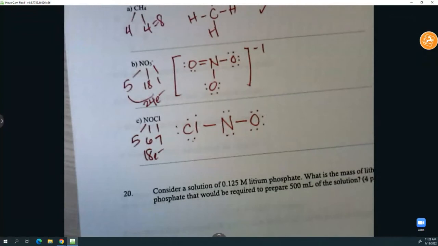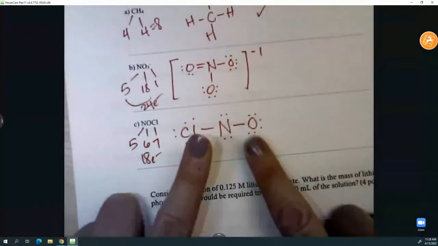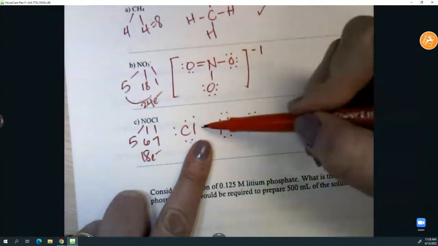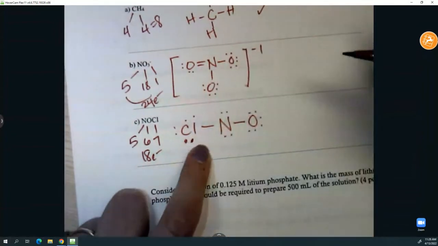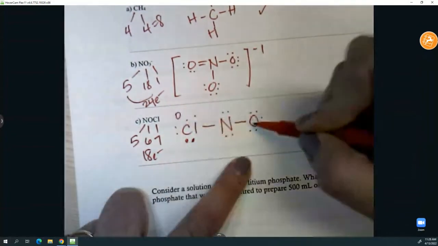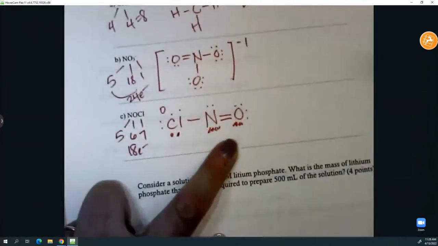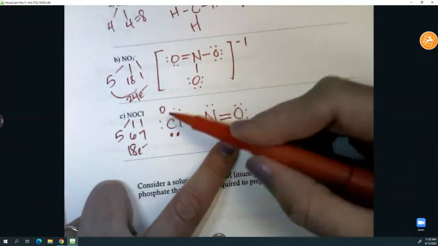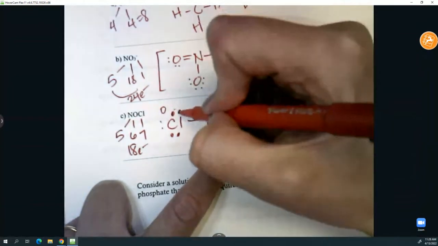All right, so I need to put in a double bond. So first of all, assuming this is right, and I'll check it at the end to see if I could have arranged it better, which side should I put the double bond on? Well, if I figure out the formal charges right now, chlorine is good. 7 minus 7, this already has a formal charge of 0, but the oxygen doesn't, so I'm going to put it on the oxygen side. And now I have 2, 4, 6, 8, 10, 12, 14, 16, 18. There we go. 18.